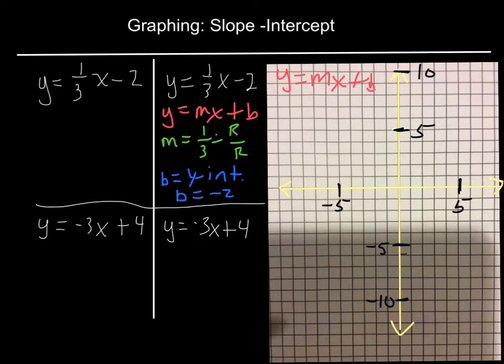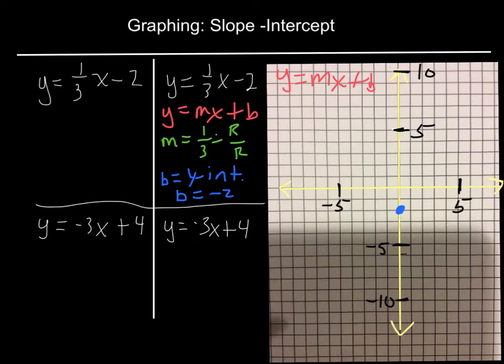Now, I'm not sure why they use b for y-intercept, but I do like that letter, because I tell my students it stands for beginning, because that is the point that we begin with. We are going to plot point b before we do our slope. So I begin with my y-intercept, the point negative 2, on the y-axis at negative 2.